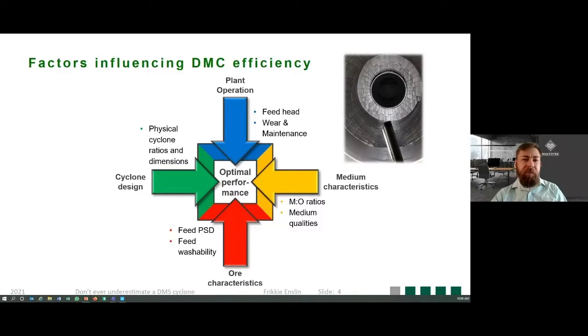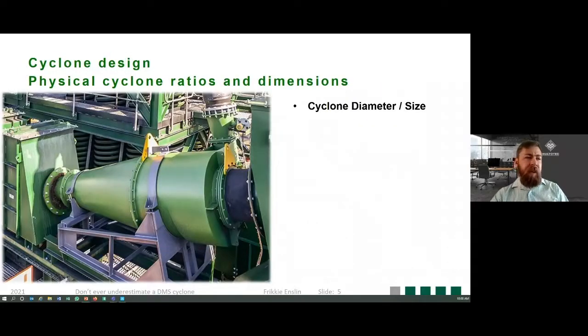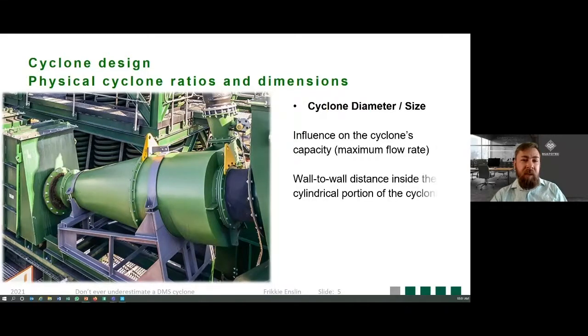So if we kick off, for those of you who don't know, that's a dense medium cyclone installed in a coal plant at an angle. And one of the first parameters or dimensions that I want to mention is the cyclone diameter, or we also refer to the cyclone size. Now, this has an influence on the cyclone's total volumetric capacity, in other words, the maximum flow rate that you can push through the cyclone. And if we speak about the cyclone diameter or the cyclone size, we refer to the inner diameter, the wall-to-wall distance in the cylindrical part of your cyclone.